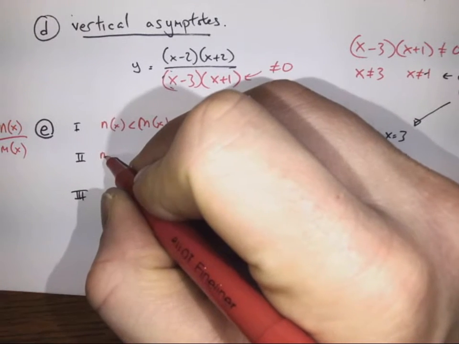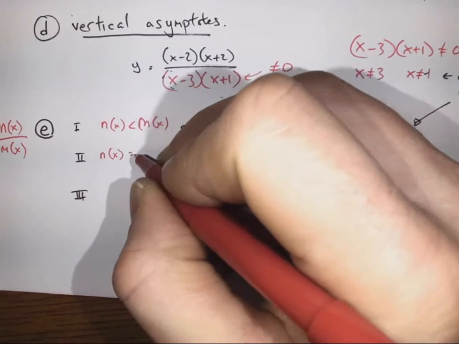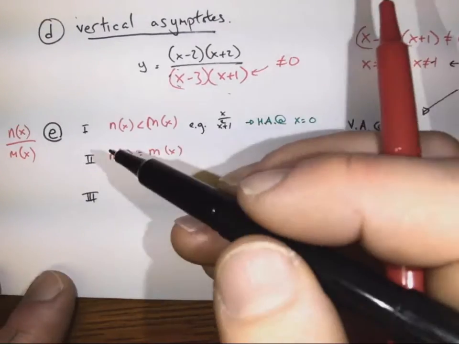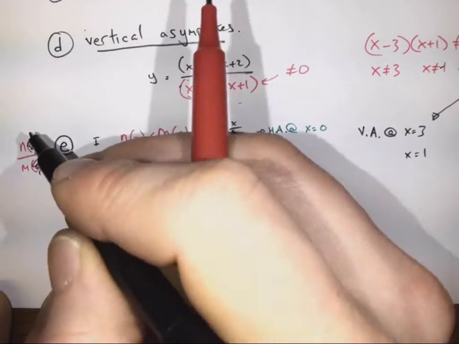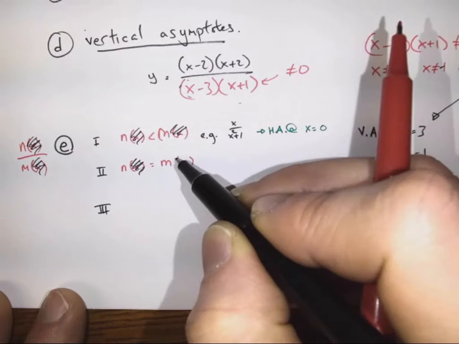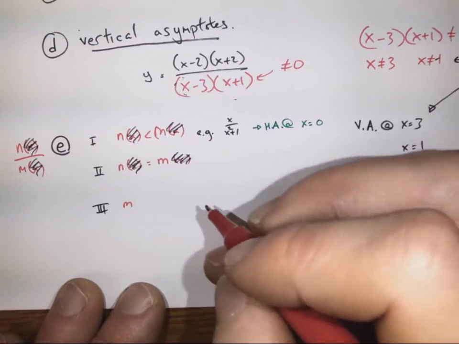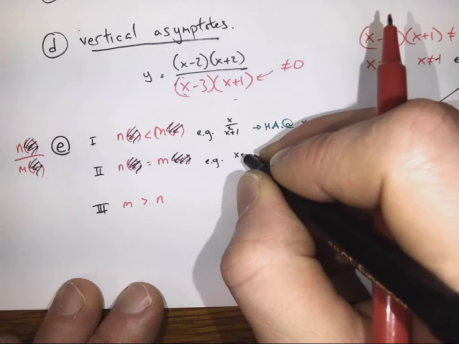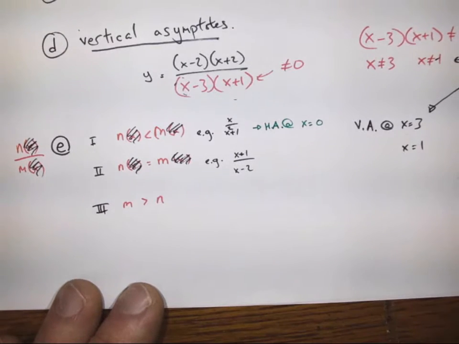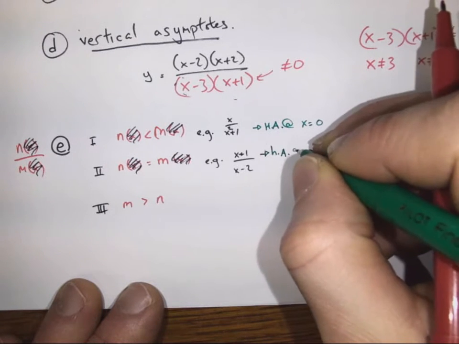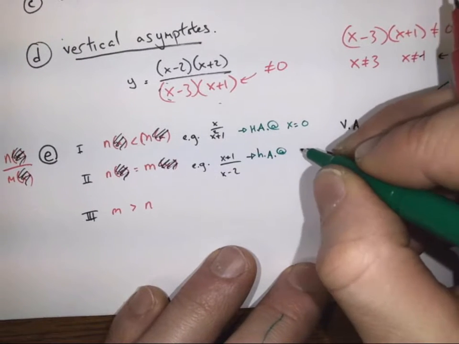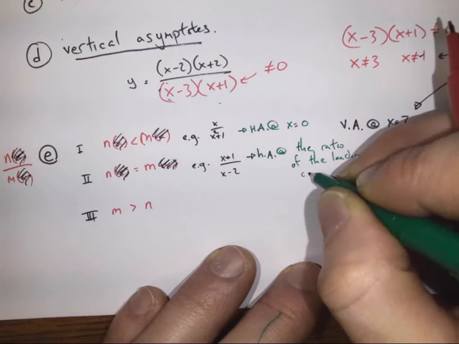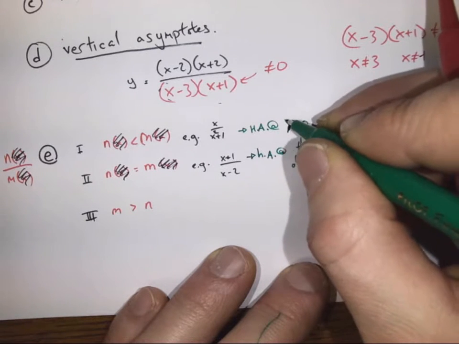The next possibility is that our numerator's degree is equal to the denominator's degree. I think we actually just used m and n. So we had a polynomial on the top, polynomial on the bottom. We called n the degree of the top, and m the degree of the bottom. That's coming back to me now. Say you have, for example, x plus 1 over x minus 2. There's a horizontal asymptote at the ratio of the leading coefficients.